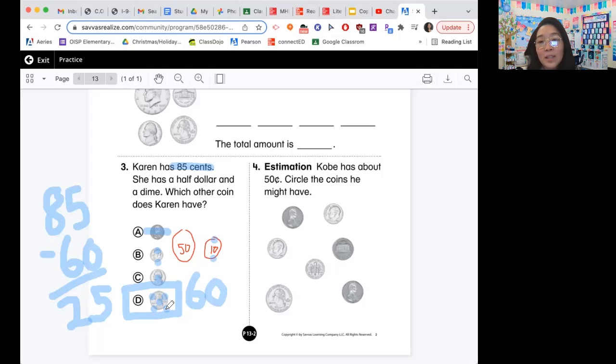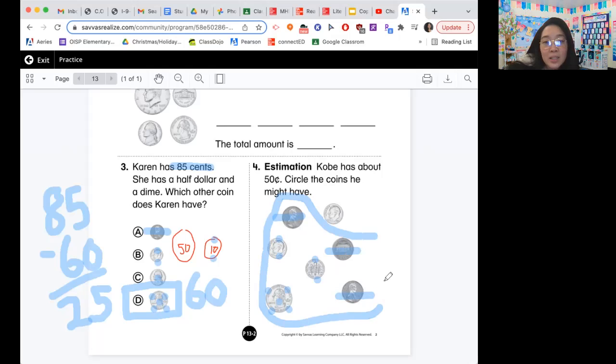So we need to find something that's around 50 cents. Well, we know that he has 50 cents. We here have a quarter, 5, 10, 15, 20, 25. We could do 30, 35, 40, 45. And then he could have 46, 47, 48. He could have those ones because that is close to 50.